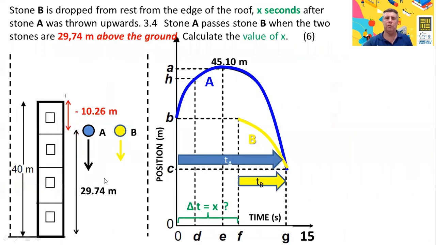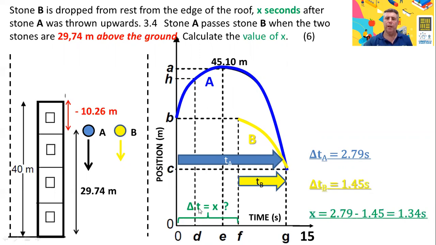Now we take those two times and we put them next to our graph here. We say delta TA was 2.79 seconds. That was the time to go up to the maximum and all the way down to the meeting point. Delta TB was only 1.45, the time to drop from rest down to the meeting point. Therefore, x, which was the difference between the times, is 2.79 minus 1.45, which is equal to 1.34 seconds.